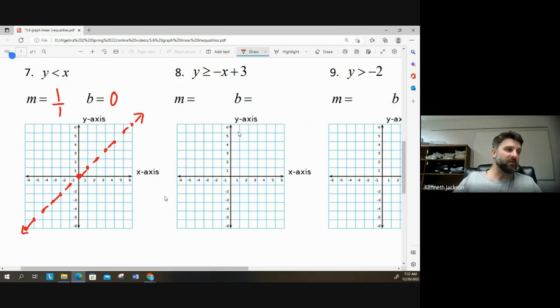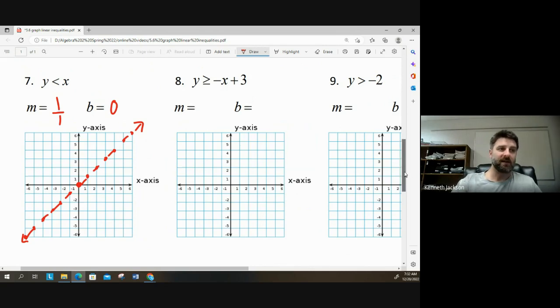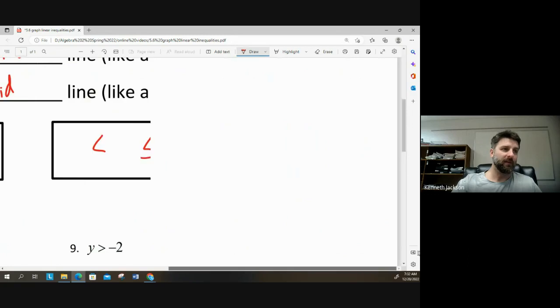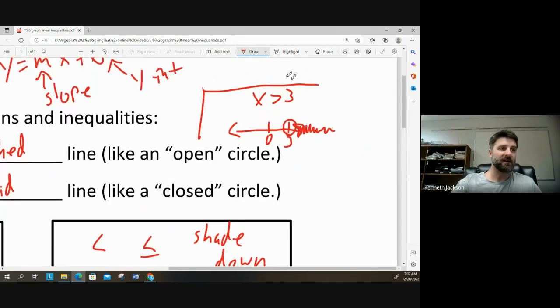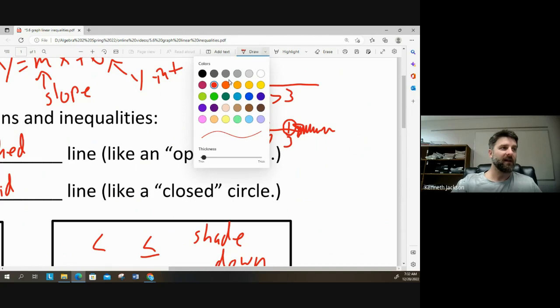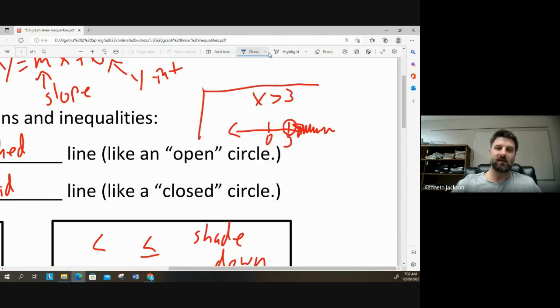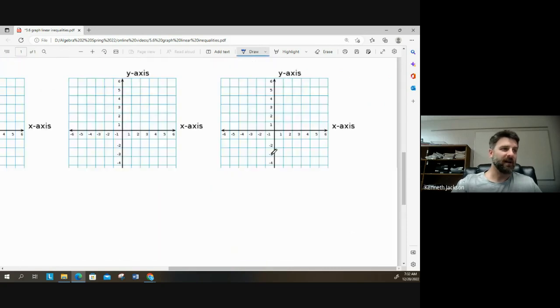Now I need to figure out which way to shade. I either need to shade above the line or below the line. You can see we have two sections of this graph: space above the line, or space below the line. Again, the shaded area represents the solutions. It represents the numbers that make it true. You might say, what do you mean, make it true? Well, if I come back to my basic graph here, x is bigger than 3. The shaded area contains the numbers that make the inequality true: 4, 5, 6, 7, 8. All of these numbers make this inequality true. Well, it's the same thing in my graphs.